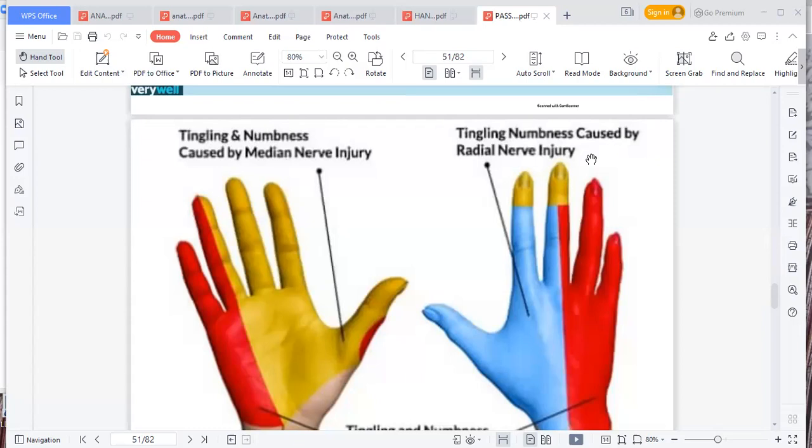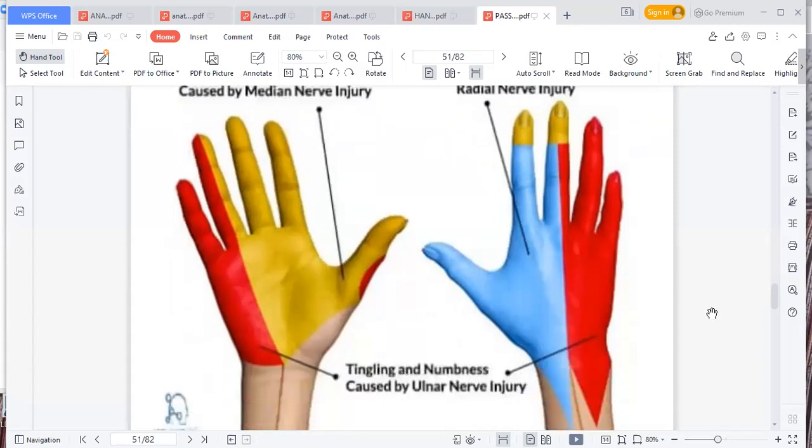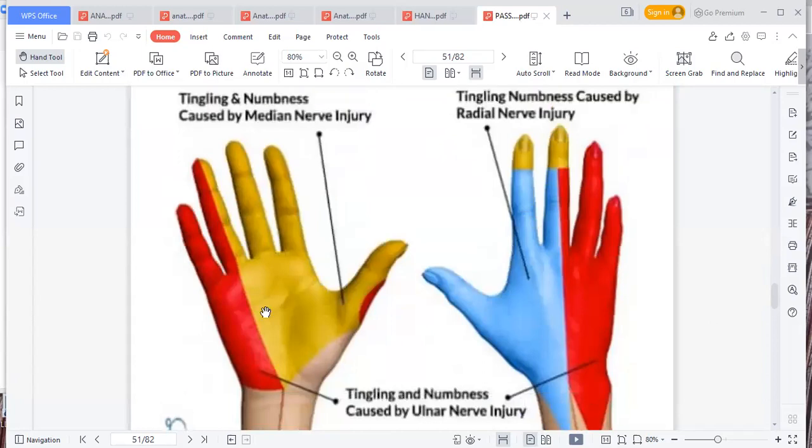So we have the innervation to the hand, and we said that the innervation differs. That's what we said the other time. So we have got this palm. This is called the palm, and then we've got this dorsum, the other side of the hand.